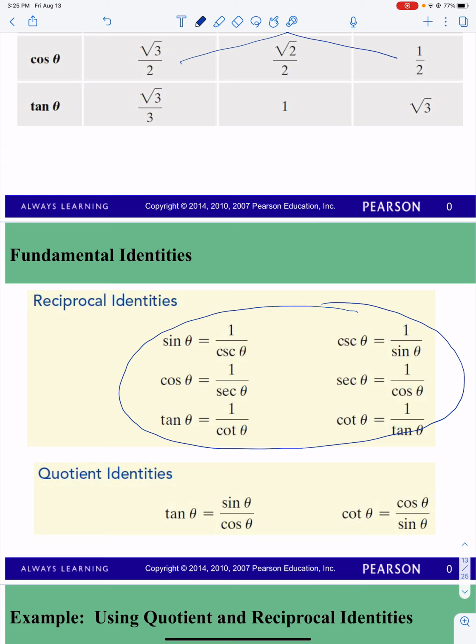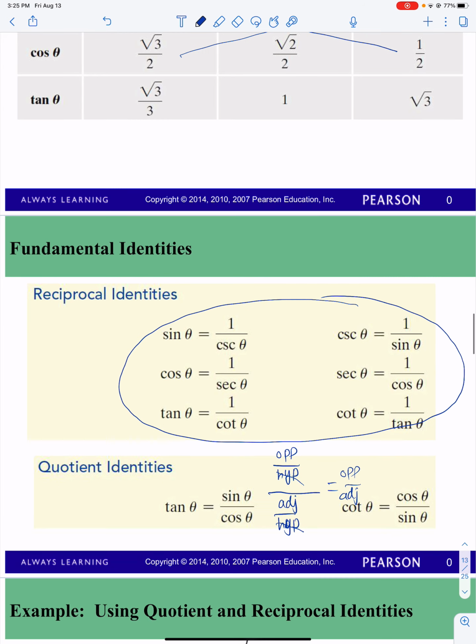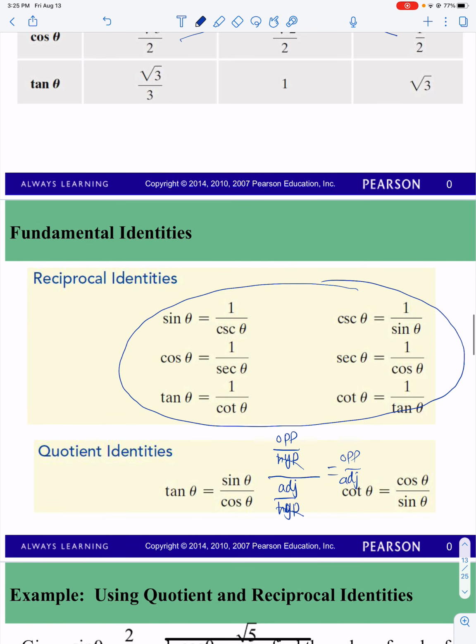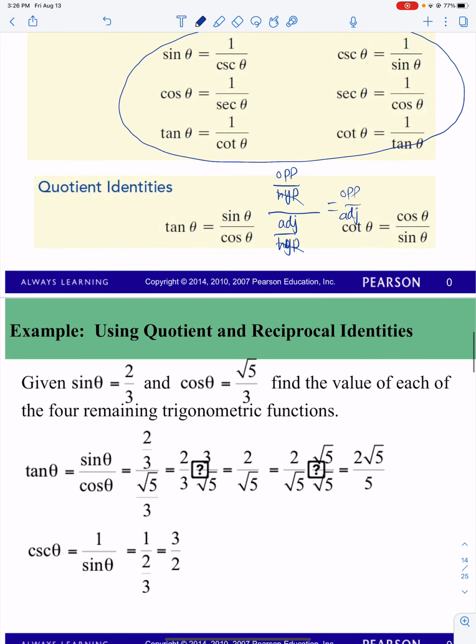So tangent equals what? Sine over cosine, because sine is opposite over hypotenuse and cosine is adjacent over hypotenuse. The hypotenuses cancel, so it's opposite over adjacent, which is sine over cosine. Cotangent will be the reciprocal of tangent, so that will be cosine over sine. That's pretty easy. Okay, good.